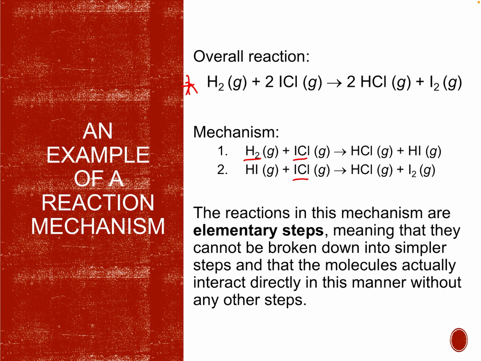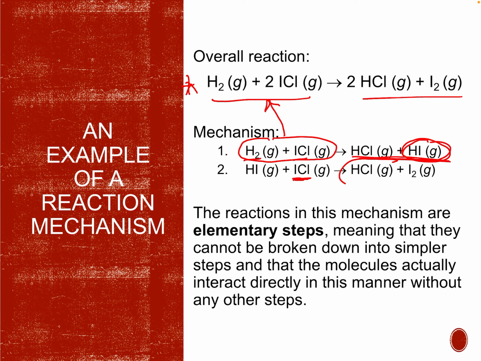This is telling us what we started with and then what we ended with, but it doesn't say what happened in the middle. Our mechanism tells us, okay, well, the first thing that happened is I used this stuff, right? These match, right? Our starting materials match. But in between, I made this. And then I took this guy and I reacted it with another one of these. And then I made this, right? And this matches our products, okay?